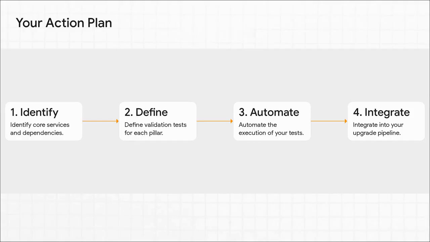So where do you start? Look, it's a simple 4-step action plan. First, you have to identify your mission-critical services and all their dependencies. Second, define your specific validation tests for each of those 4 pillars we talked about. Third, you got to automate the execution of those tests. And finally, number 4, integrate that whole automated suite right into your upgrade pipeline. Make it a mandatory, unbreakable part of your process. That is how you build a real culture of reliability.